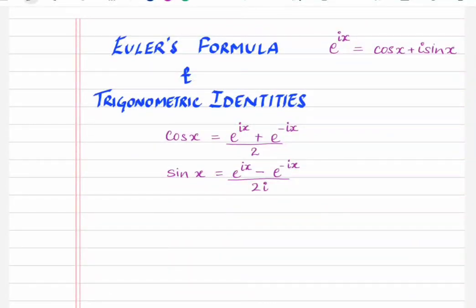So let's do Euler's formula and trigonometric identities today. Euler's formula states that e to the power of ix is equal to cos x plus i sine x, where x is any real number. So x is real, right? It's a real number. And we will prove today trigonometric identities with this Euler's formula, all right?